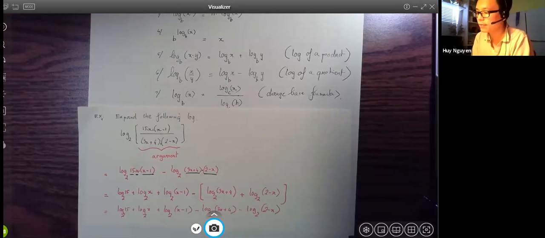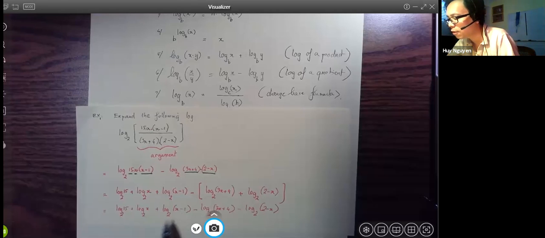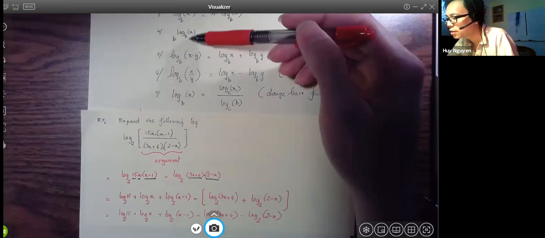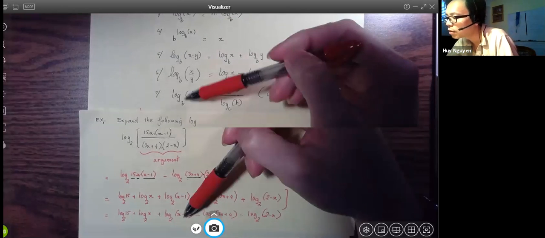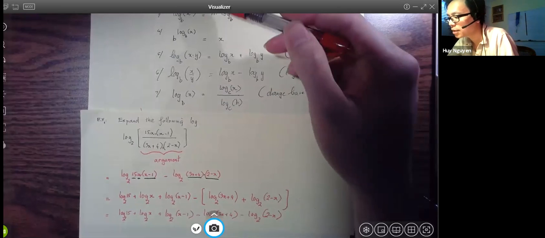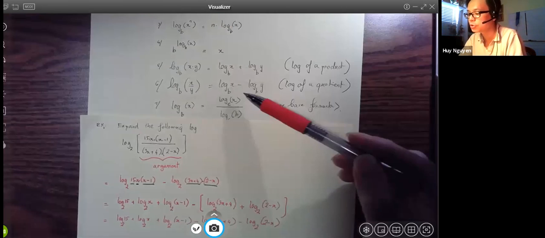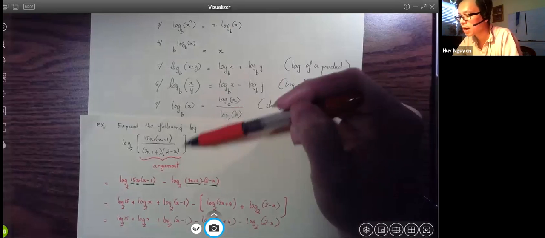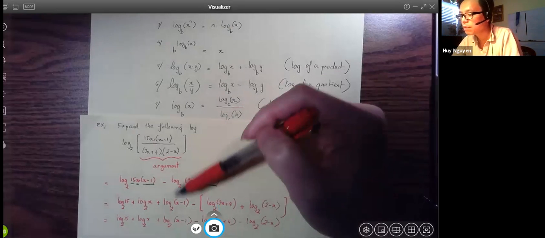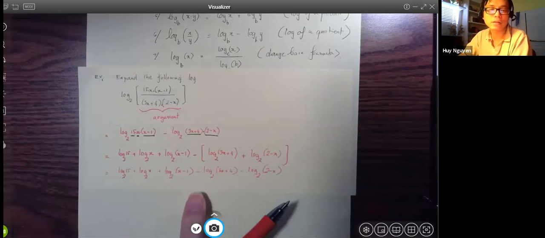The third log right here, we have a log of the difference. Let's take a look at the formulas right here. Do you have any property that looks like log of something minus something? No, we don't have that type of property. We have log minus each other, two logs, but we don't have log of something minus something inside parentheses. It means we cannot do anything. Every time you see something like this, we can't do anything.